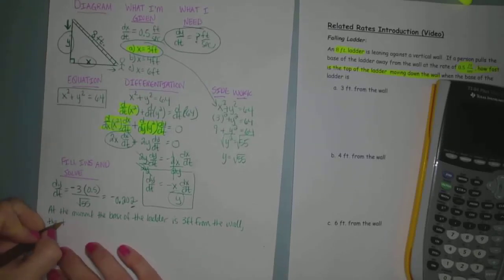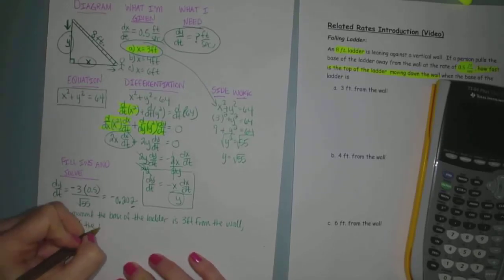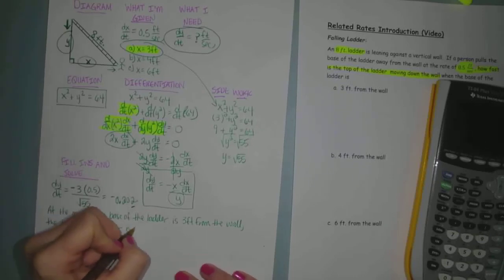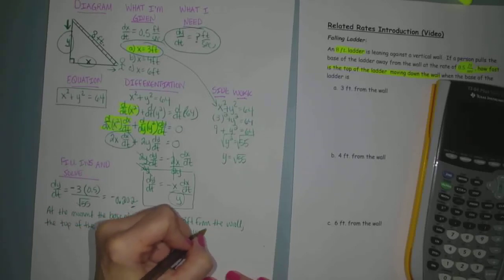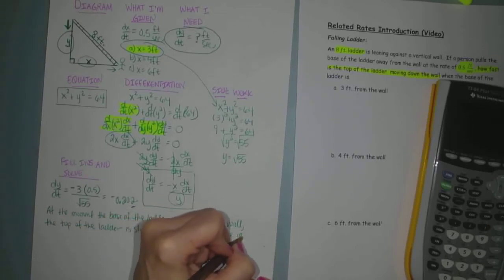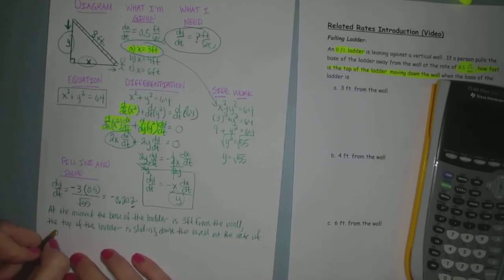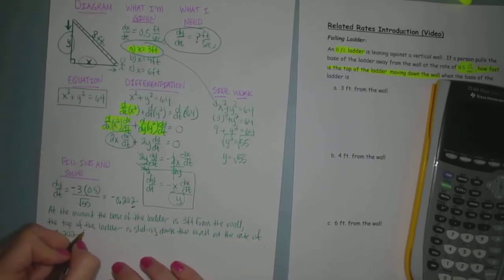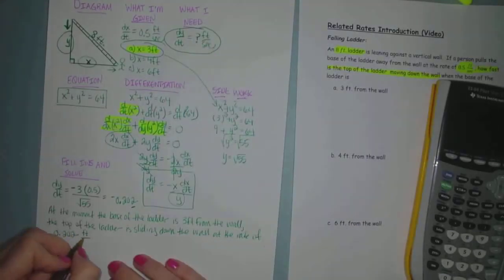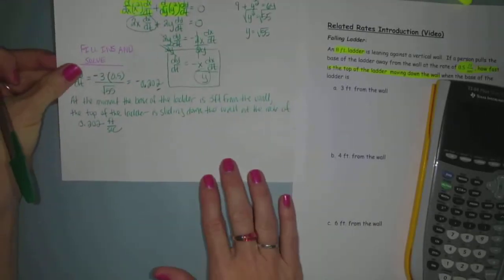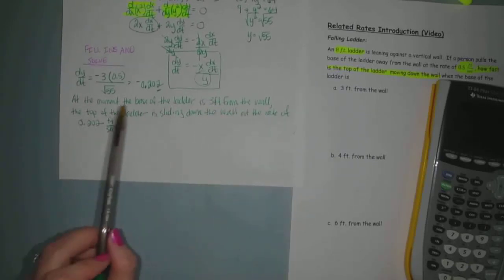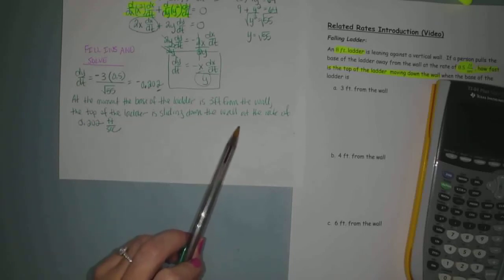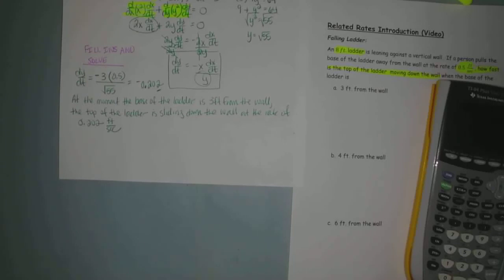The top of the ladder is sliding down the wall at the rate of 0.202, and we know this is in feet per second from up top. Okay, let me bring that up here. So at the moment, the base of the ladder is exactly 3 feet from the wall. The top of the ladder is sliding down the wall at the rate of 0.202 feet per second.